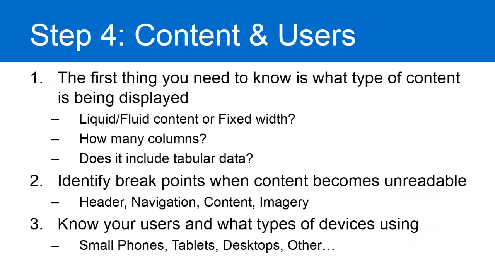Step number 4: content and users. You need to understand what type of content is being displayed on your site. Is it fluid or liquid content that expands the window as needed, or do you have a fixed width? That's based on the base visual design of your site. How many columns of content are being displayed? Is there tabular data, like tables or lists that have a lot of columns? It's really important to understand that information so you can identify the breaks of information.